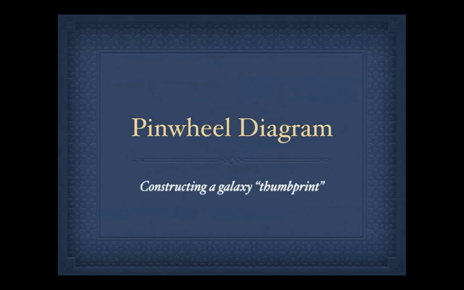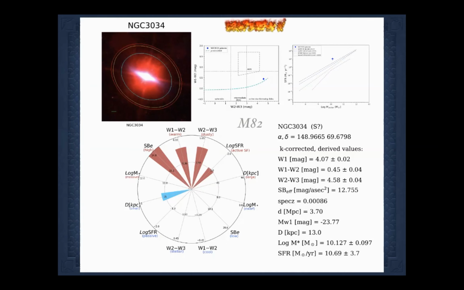These are neat. These are called pinwheel diagrams. And essentially what they are, they're thumbprints for every galaxy. So take this one. This is M82. This is the fireball. Remember that? This thing is a starburst. It's really doing some amazing stuff. But what my pinwheel shows is I take all the physical parameters that I can measure, things like the colors, the star formation rate, how big it is, the diameter, its surface brightness. And you put that all down on these pinwheels.